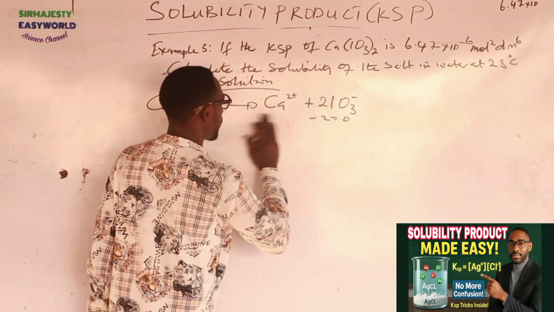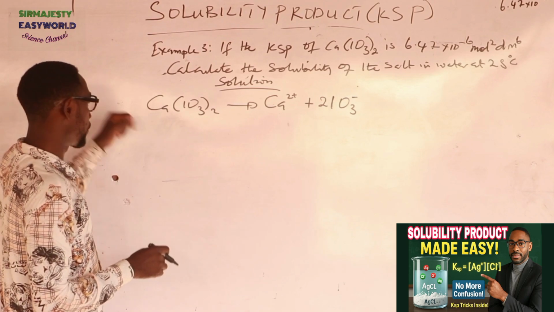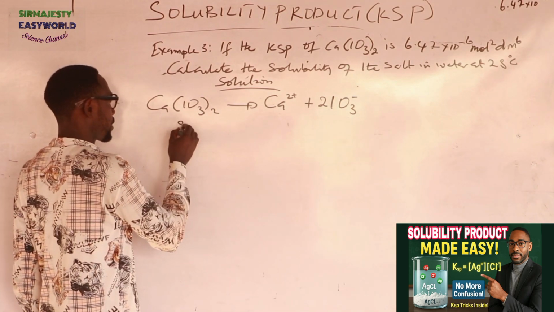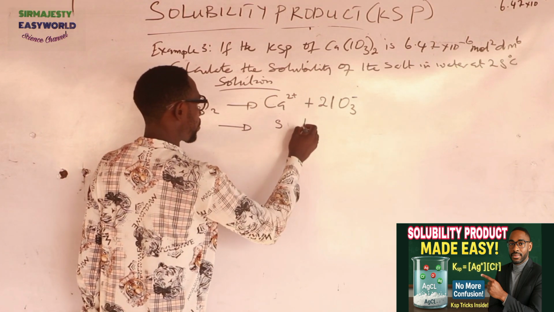Now, what did I tell you? We are going to be representing solubility with what? S. And they have already given us our Ksp. So if this is S, one S dissociates to give us what? S plus what?